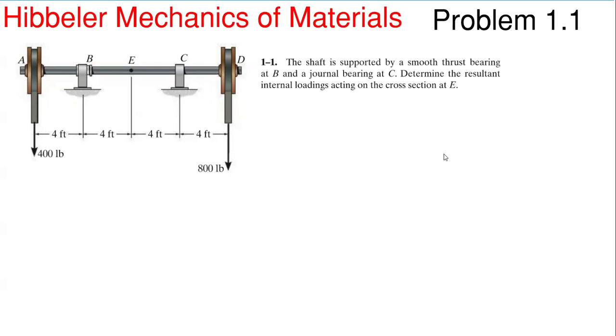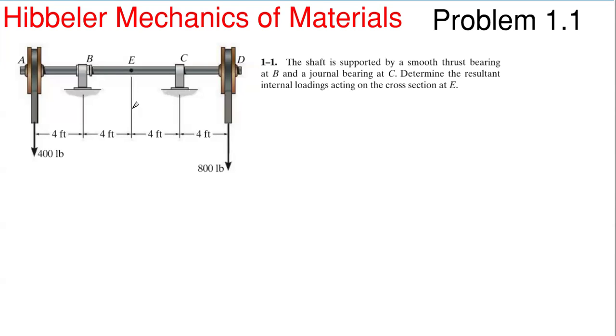So in today's video, we're going to be covering problem 1.1 from Hibbeler's Mechanics of Materials. So we are tasked with what it says here. The shaft is supported by a smooth thrust bearing at B and a journal bearing at C. Determine the resultant internal loadings acting on the cross section at E.